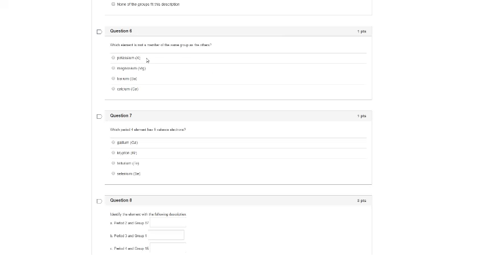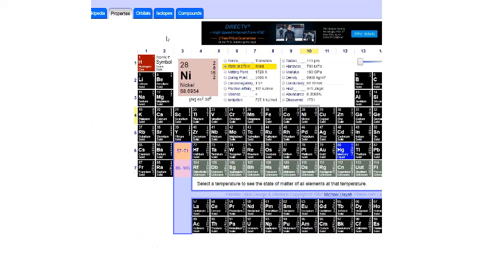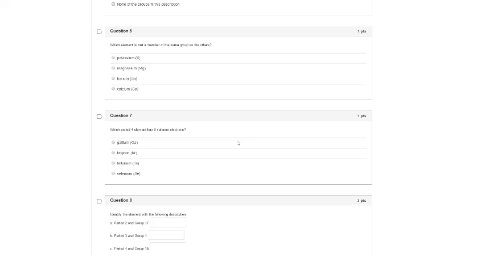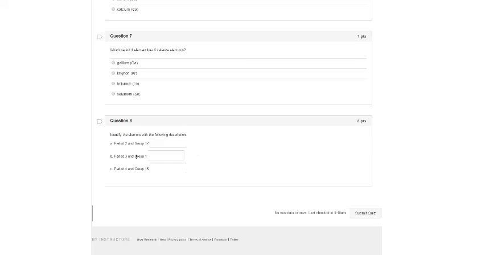Question 6 asks about essentially which is not a member of the same group. Remember that members of the same group are in the same vertical column. Question 7 asks about valence. That's another thing you'll find from the Properties tab of your periodic table. Notice there's a little line there for valence, so you're going to look to that to help you answer that question. And finally, question 8 asks you to essentially just know the difference between a period and a group and be able to pinpoint the element that is located at that particular description.